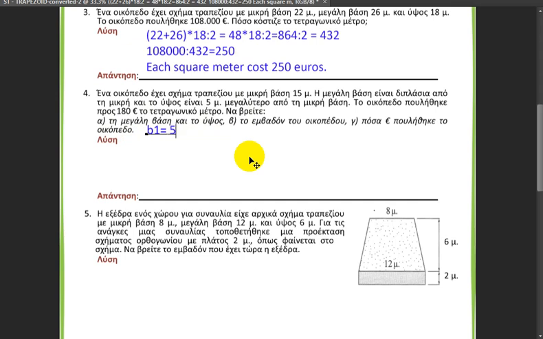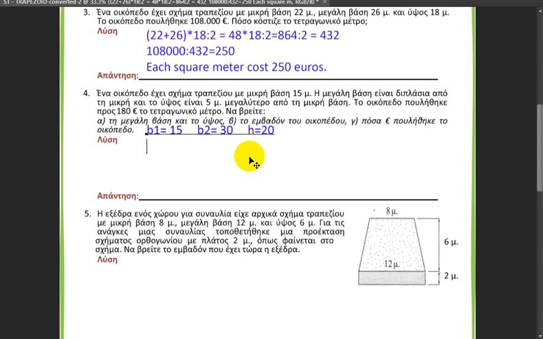B1 is equal to 15 meters. B2, so the long one, is twice as much, which makes it 30 meters. The height is 5 more than B1, so it's going to be 15 plus 5, 20 meters.